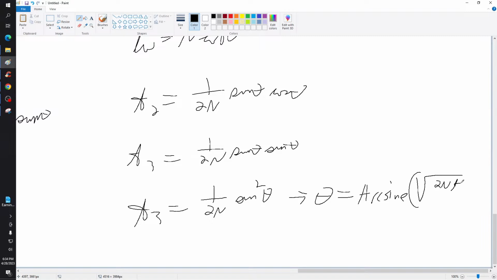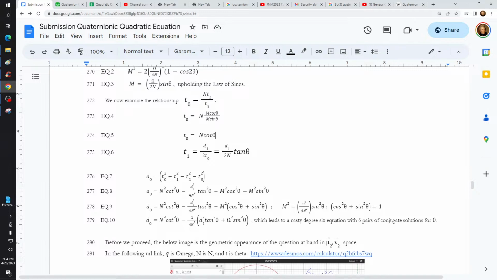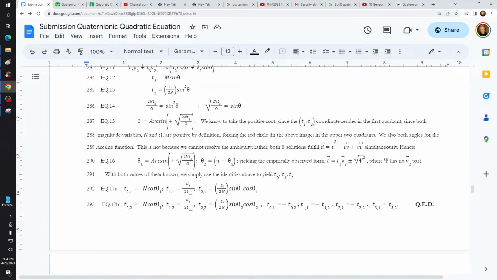2n t3 is omega. It should all be over omega. Or maybe it is, I don't know, let me take a look. Is omega in here? Yeah, okay, so there is an omega in there. So forgive me, it was omega over 2n sine theta. But anyway, so this is what you get. So you need the arcsine of the root.